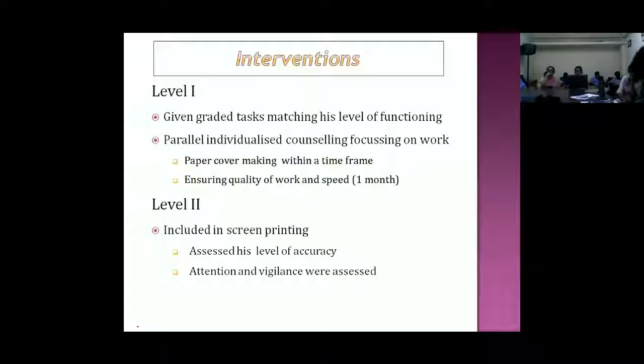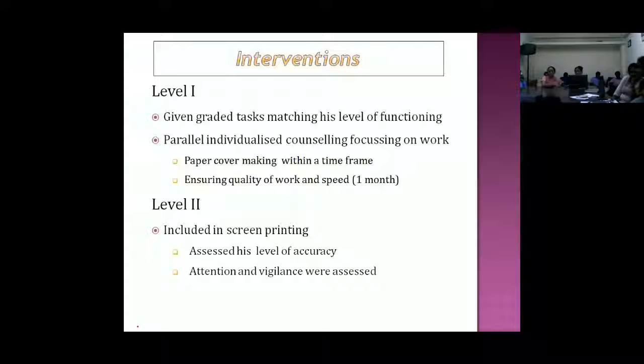In a 1 month period of time, he showed much improvement in level 1. The evaluation was done through administration of forms for every 2-week period of time and qualitative feedback from the supervisors and other staff with whom he interacted. He was then shifted to screen printing, which is a level 2 activity. This activity requires attention, concentration, vigilance, accuracy of performance, etc. and involves multiple levels of complexity. Over a 15-day period, he showed sustained improvement.